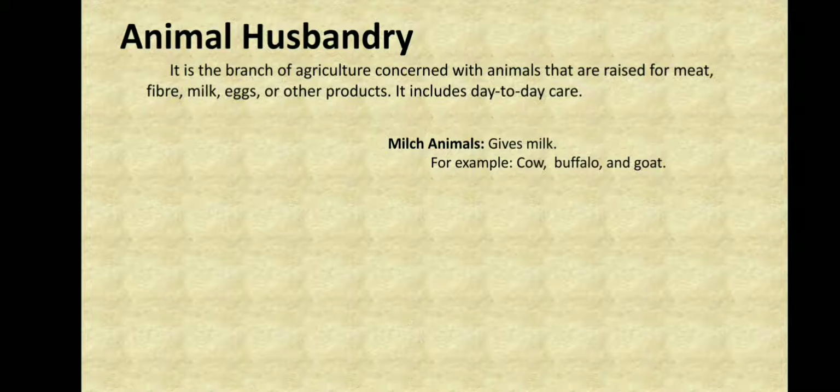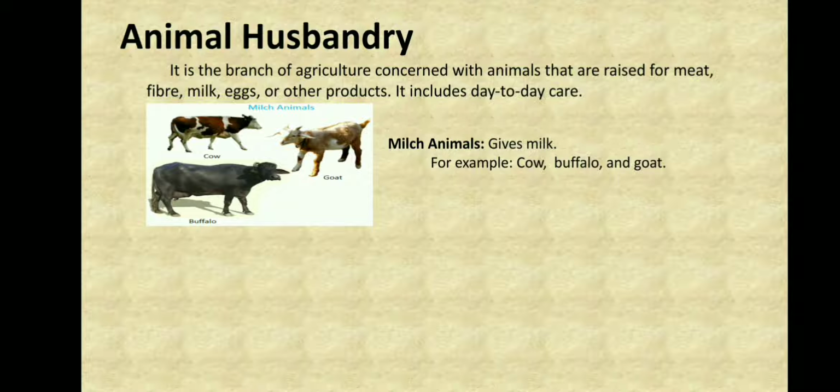So we have three categories of these animals. The first one is the milch animal, which gives us milk. For example, we have the cow, the buffalo and the goat. These all give us milk, right? So these animals are called milch animals.